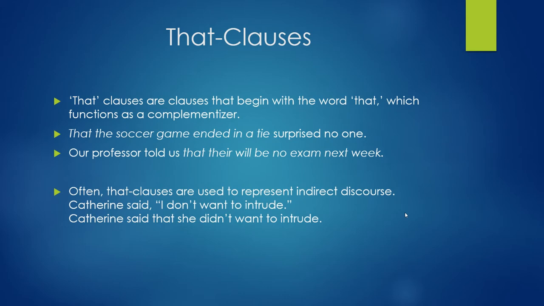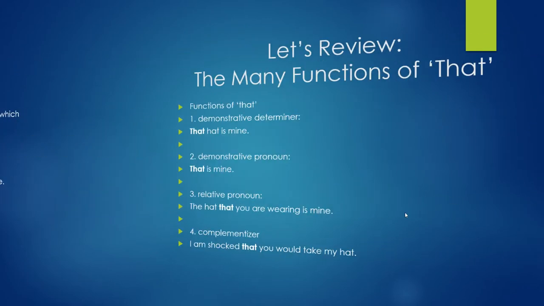So often that clauses are used to represent indirect discourse. We might have a direct quote. Catherine said, "I don't want to intrude," but you could paraphrase that using one of these that clauses. Catherine said that she didn't want to intrude. And now what you've done is turned the dialogue into a direct object in a type 5 sentence.